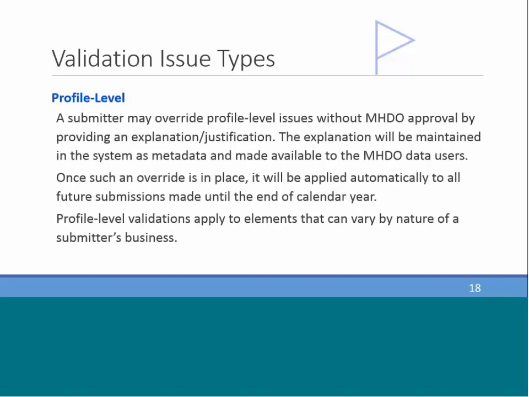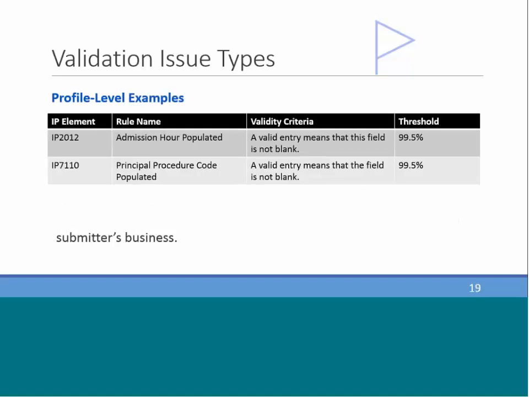The next type of issue is called profile level. A submitter may override profile level validation issues without MHDO approval by providing an explanation or justification. The explanation will be maintained in the system as metadata and made available to MHDO data users. Once an override is in place, it will be applied automatically to all future submissions made until the end of the calendar year. Profile level validations apply to elements that can vary by nature of a submitter's business. So here are a few examples of profile level validation.